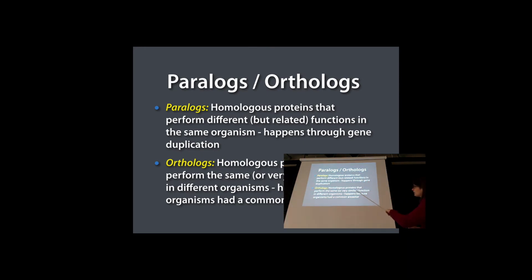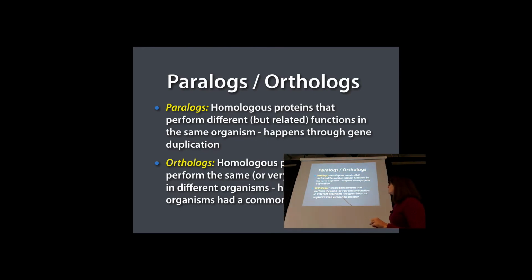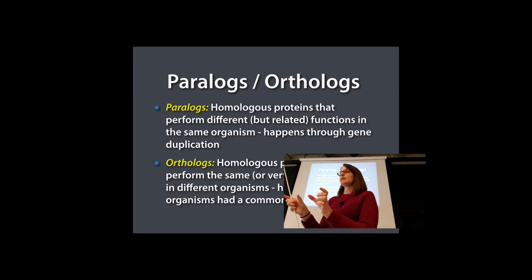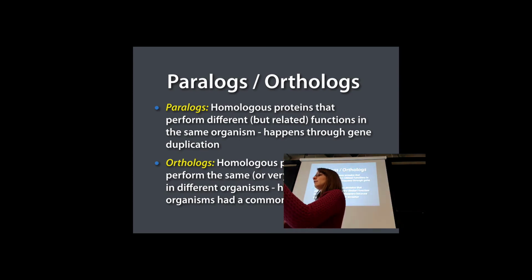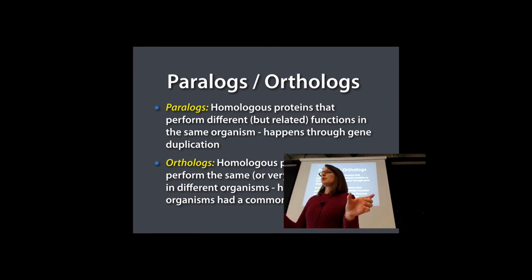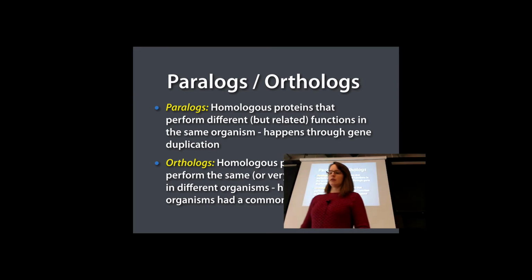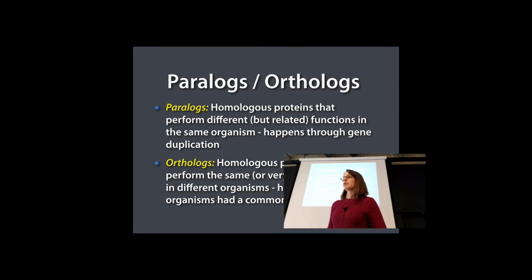And then there are paralogs, and those are proteins that perform different functions in the same organism, but they came from the same protein. Usually what happens is that you have gene duplication, which means by accident the DNA gets duplicated, and then one of the DNA copies will evolve to promote some function, and the other will evolve to promote some other function. So they still look similar, but they will have a slightly different function.